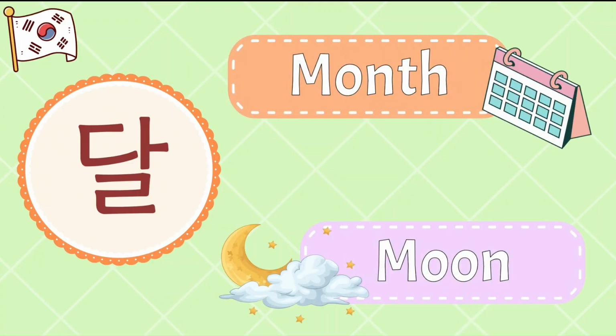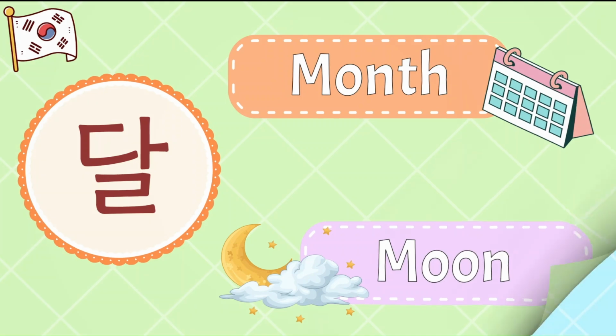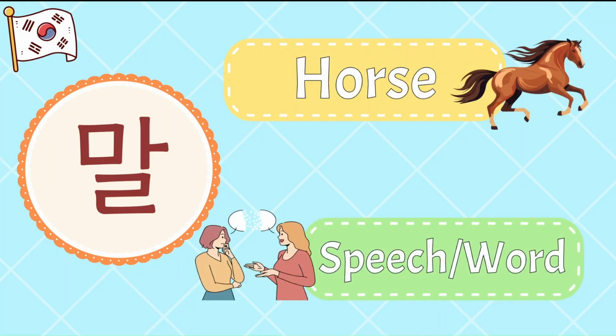달. Now 달 can mean month in Korean, and it is also the Korean word for moon. Okay? 말. 말 is the Korean word for horse, and 말 is also used for speech or word, or whenever you talk. Okay, then in Korean, 말 is the word. You remember the verb 말하다, to talk? Okay, so that 말 is the word for speech or word. Okay?